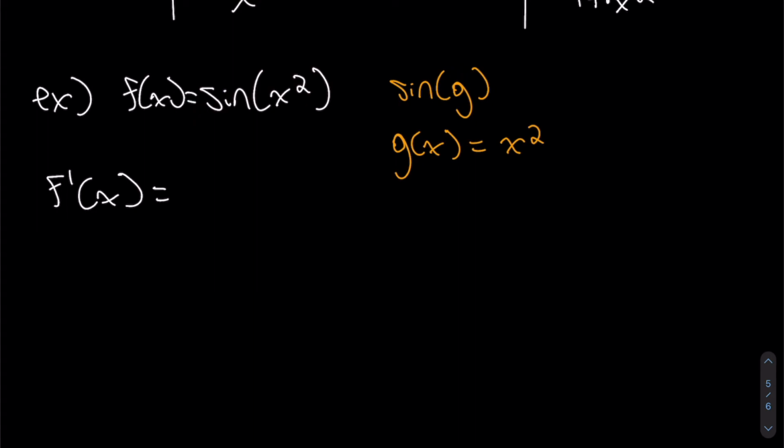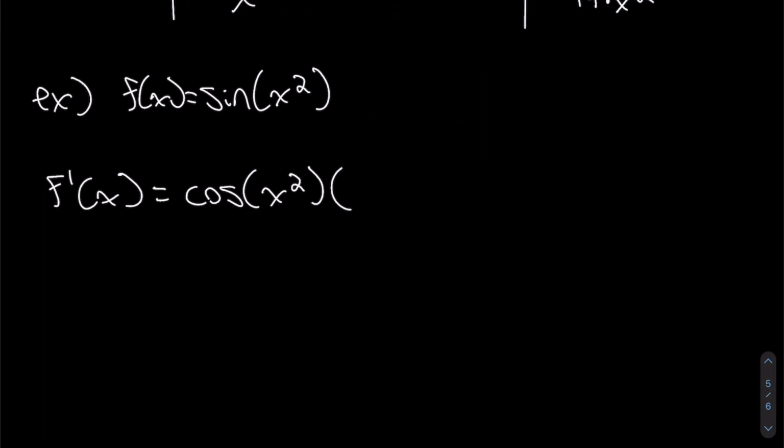So first we take the derivative of f with respect to g. So we take the derivative of sine with respect to g, which is cos of g, and g is x squared. Then we multiply that by the derivative of g with respect to x. So the derivative of x squared, you bring the exponent down and subtract 1 off the exponent. So that's going to be 2x. So our derivative is 2x times cos of x squared.